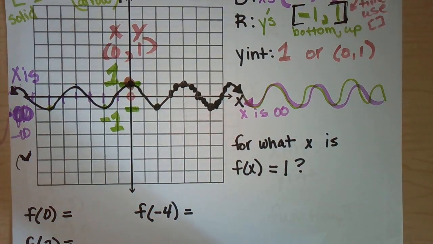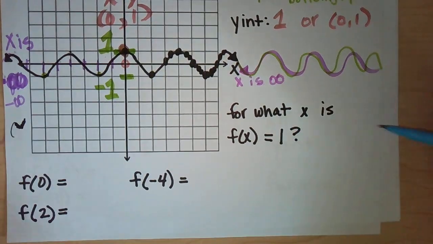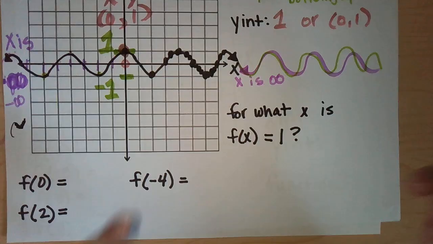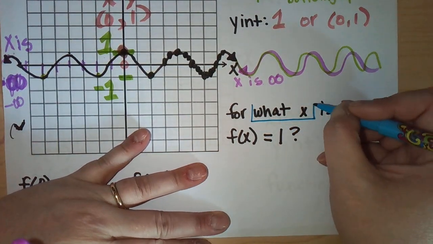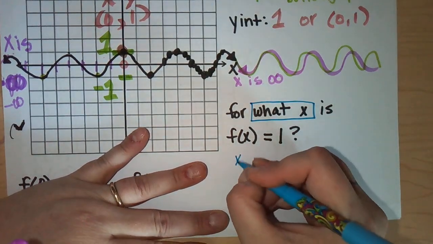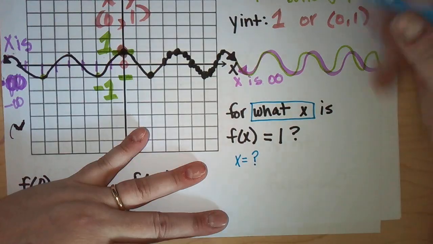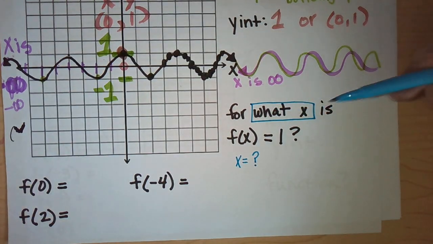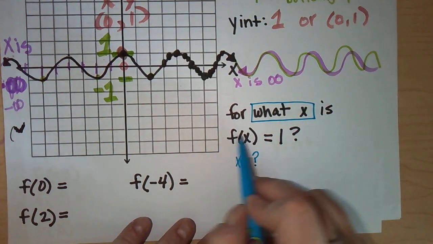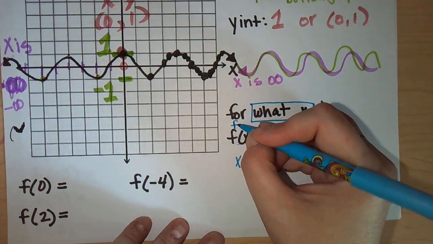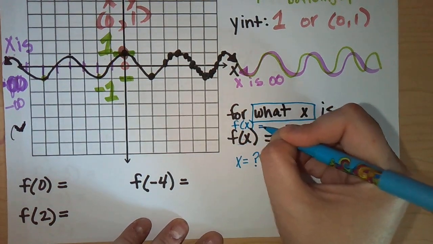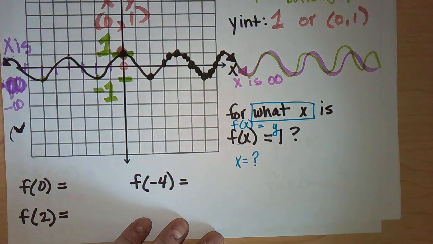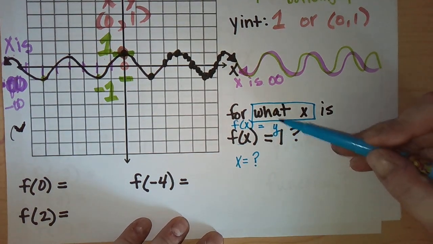It says, for what x is f of x equal to 1? So this is the backwards thing. First it says, for what x? So that means x equals question mark, because who, what, when, where, why means question mark. So what x means x equals question mark. And this hoopla that they gave us is supposed to always look like f of x equals y. So that means your y is 1.